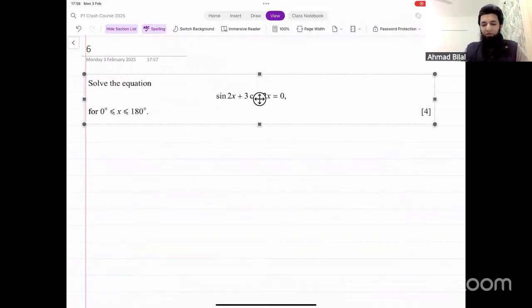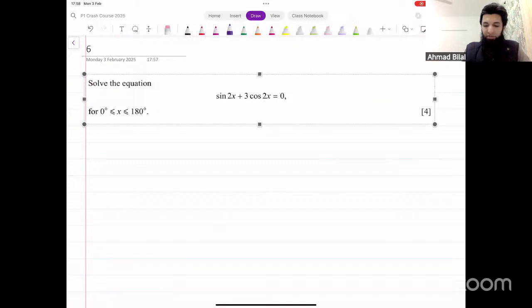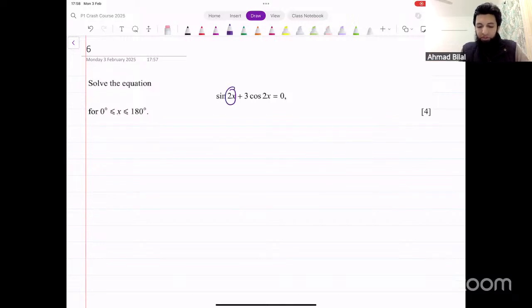Okay, so we need to solve this equation. Sine of 2x plus 3 cos 2x equals 0. Now, again, you see the angle that we have is 2x. It's not just x, it's not just theta. It's being multiplied by 2. So x is multiplied by 2. So here as well, it'll make things easy if you do some substitution like we did in the previous example. Now, how do we start first of all?